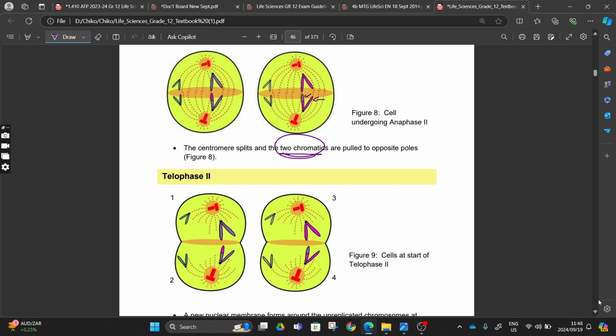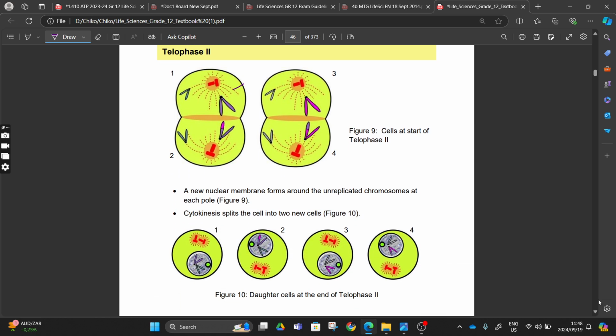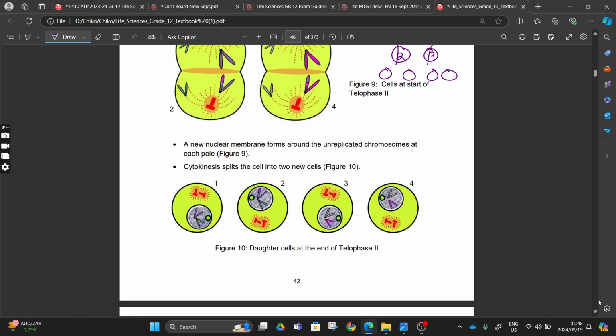From there we move to telophase 2, and in telophase 2 we can see that cytokinesis is happening. Cytokinesis is splitting the cell into 2 cells. We started with 1 cell, and it resulted in 2 cells, and these 2 cells are going to divide, and we end up with 4 genetically different cells. 1, 2, 3, 4 genetically different daughter cells, right?